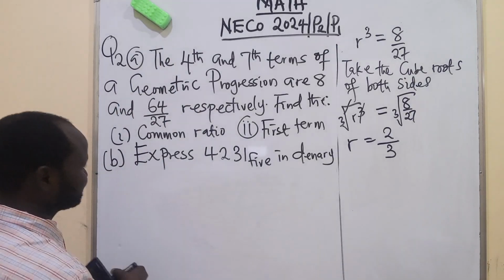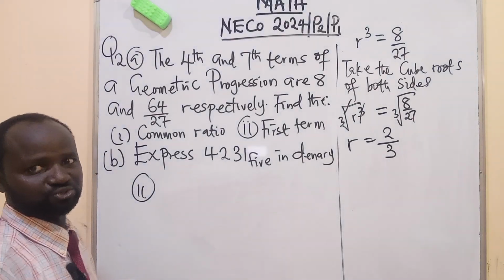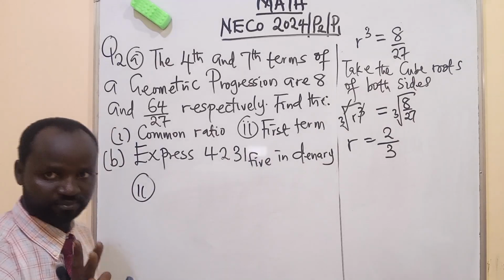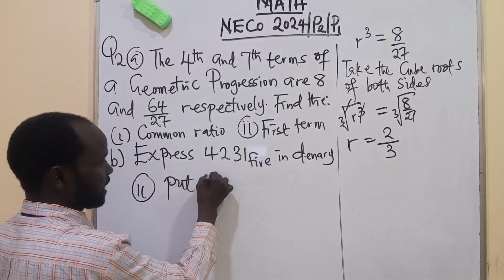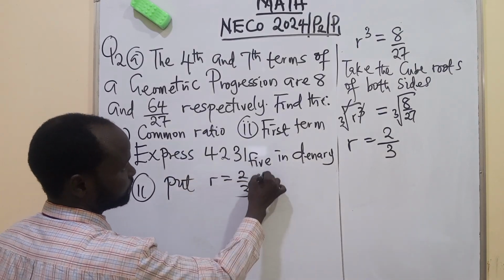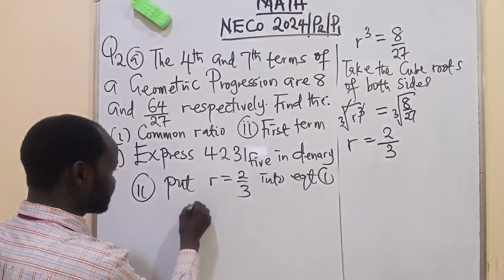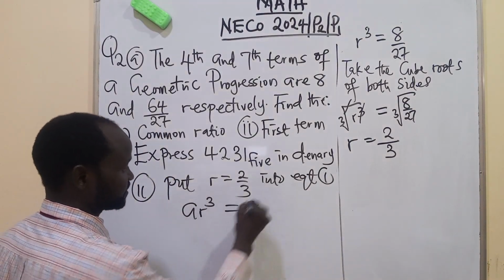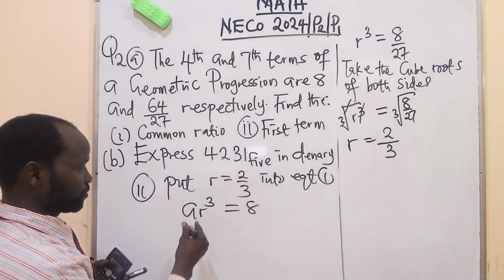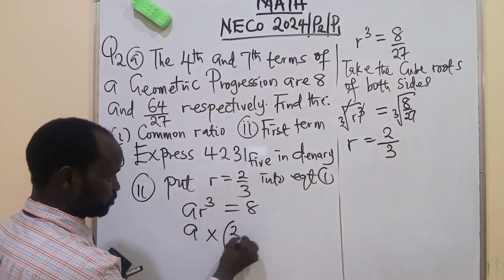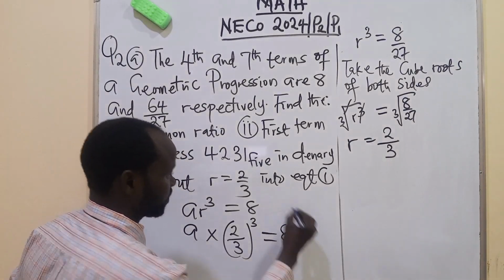Solution to Roman numeral 2 now. We are asked to find the first term. We can use either equation 1 or equation 2 to find the first term. Let's use equation 1. We put r equals 2 divided by 3 into equation 1. Remember, our equation 1 is ar power 3 equals 8. Anywhere we see r, we put 2 divided by 3. So this will be a times 2 divided by 3 all in power 3, equal to 8.